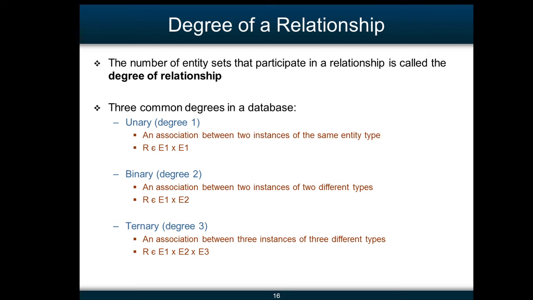While binary is an association between two instances of two different types. That means there are two different entities and there are connections or relationships between two instances of those two entities. A ternary is an association between three instances of three different types. That means there are three instances that have a relationship, and those three instances are coming from three different entity types.